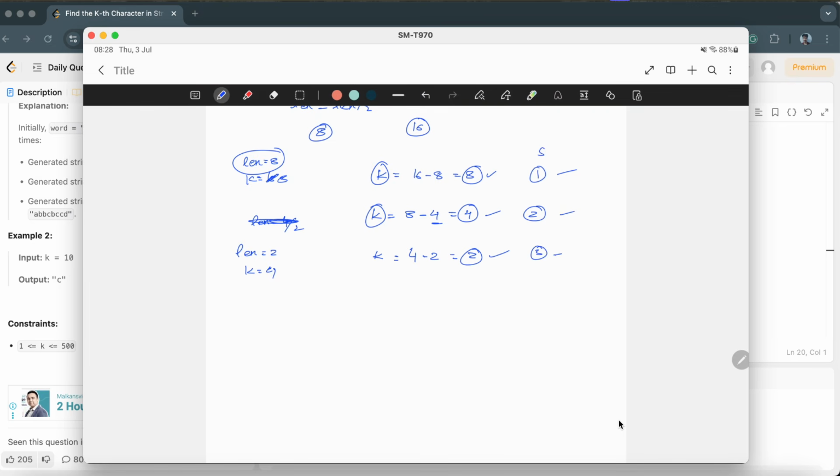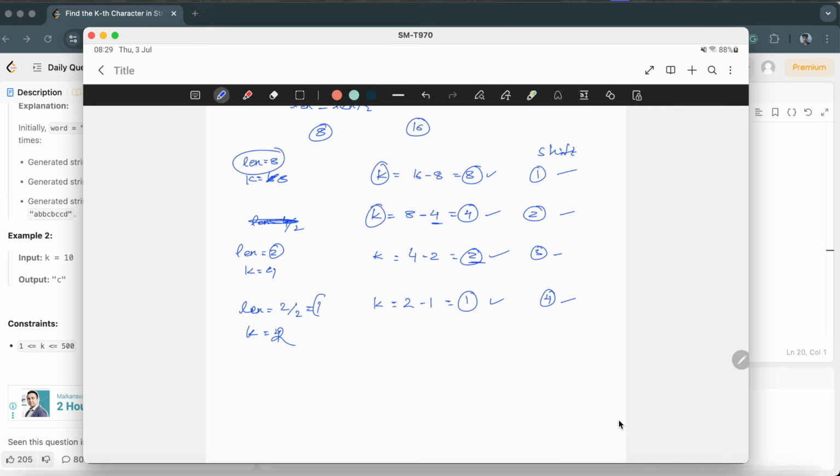Shift is getting updated each time, whatever the subtraction that we are doing. K value got reduced to 2, and length is 2. Again we can divide this length, so 2 divided by 2 is equal to 1. K value is 2, we can subtract, so k value is now updated to 1, and this was the fourth shift that we got.